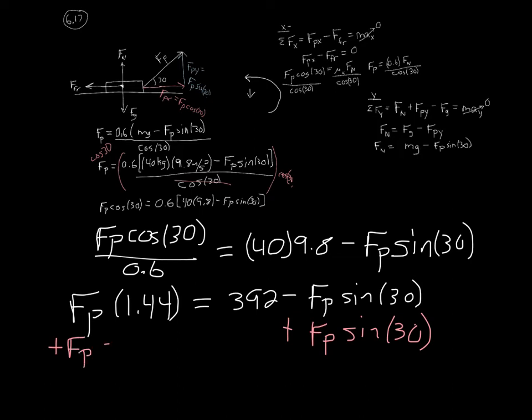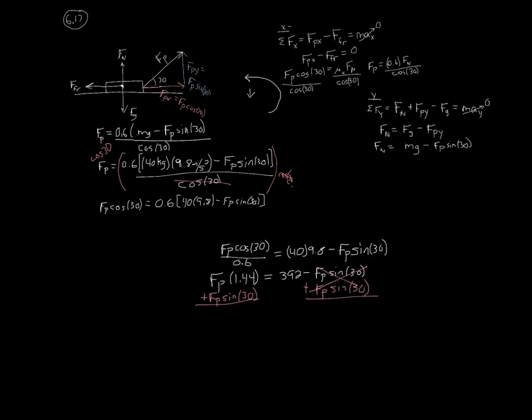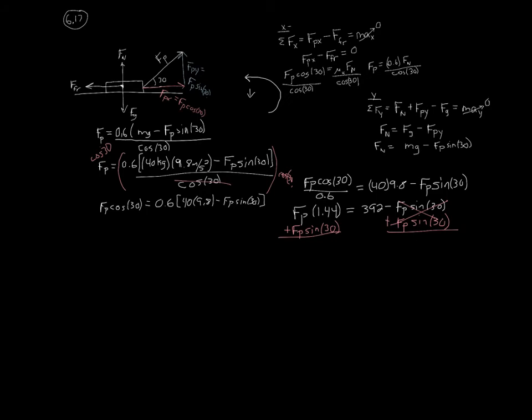Again, there might be quicker ways to do this. There might be easier ways to do this. This is the longest, most brutally worked out way you could possibly do this problem. So these FPs cancel. Let's minimize this. And we'll find FP times 1.44.